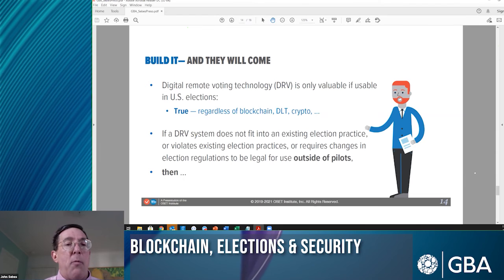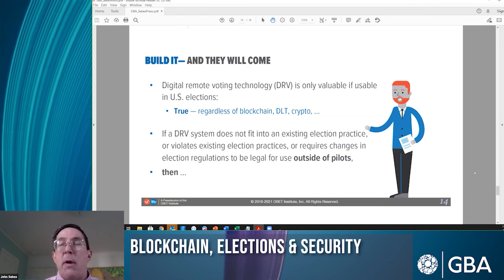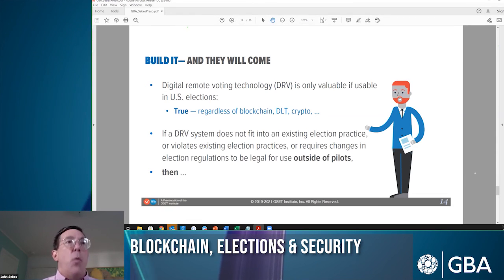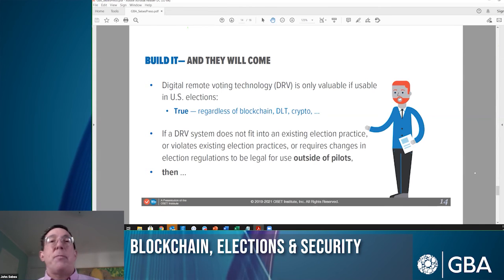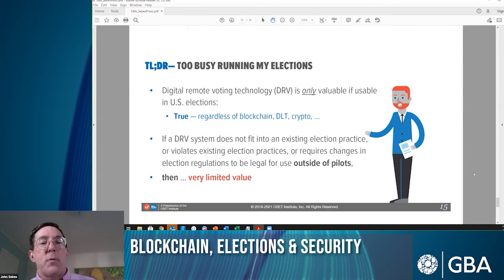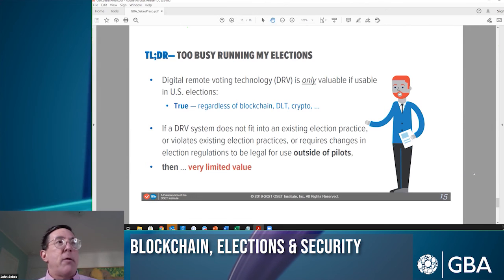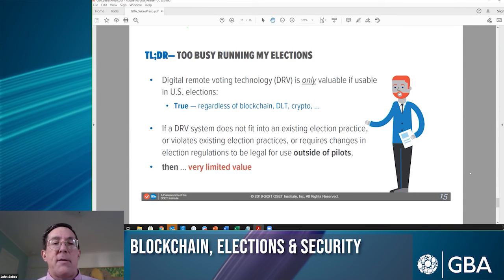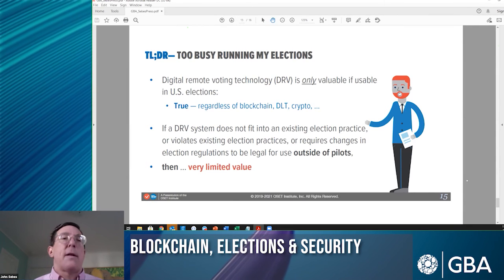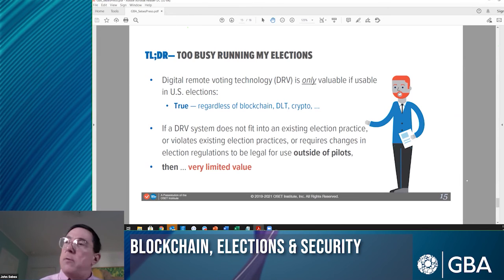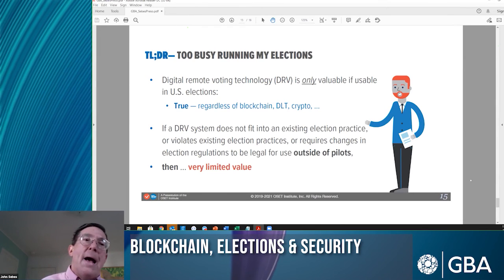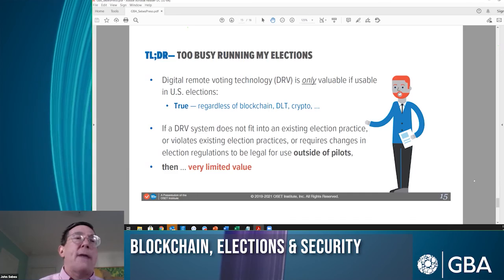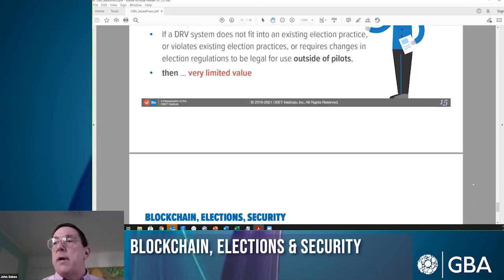Build it and they will come is not the way that we're going to get adoption, because actually, if you'll advance it one more time, if we have technology that doesn't fit into the way people are running elections, we're going to get election officials saying, too long didn't read, too busy running my election. So we've got to figure out how to make that fit with practice, law, and regulation. And I think that would be a great discussion topic. I'm done.